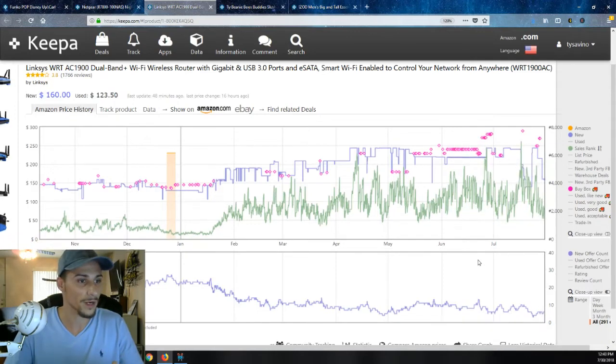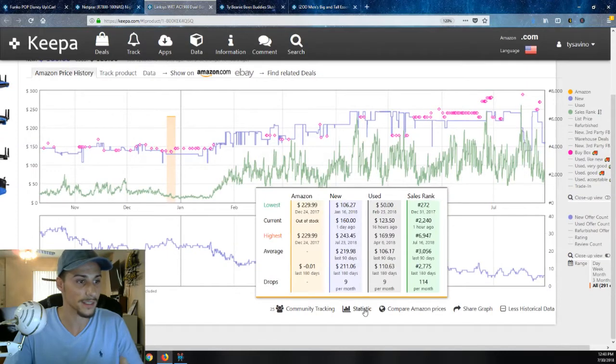Now, what you're going to want to look at down here as well is the statistics. It sells 114 a month. It has hardly any people selling on it, let alone the 5 people that are selling on it might not all be Prime, and there's a good opportunity to make a good amount of sales if you can source it.